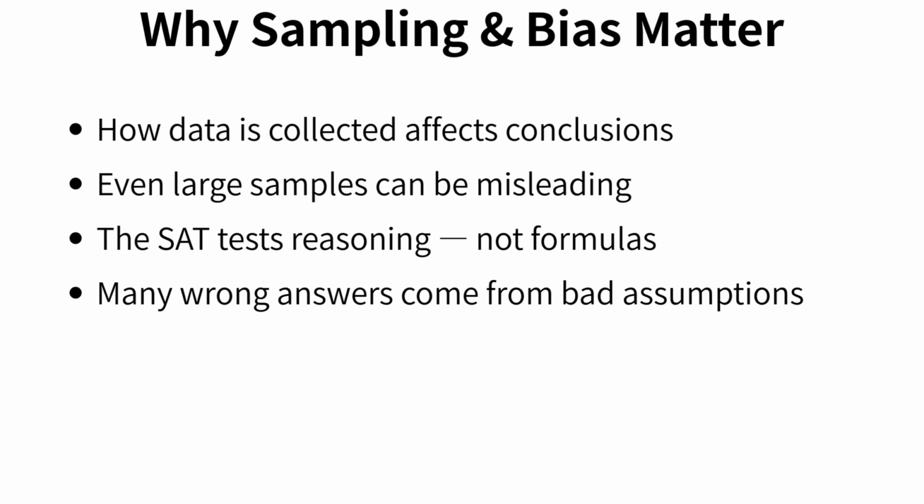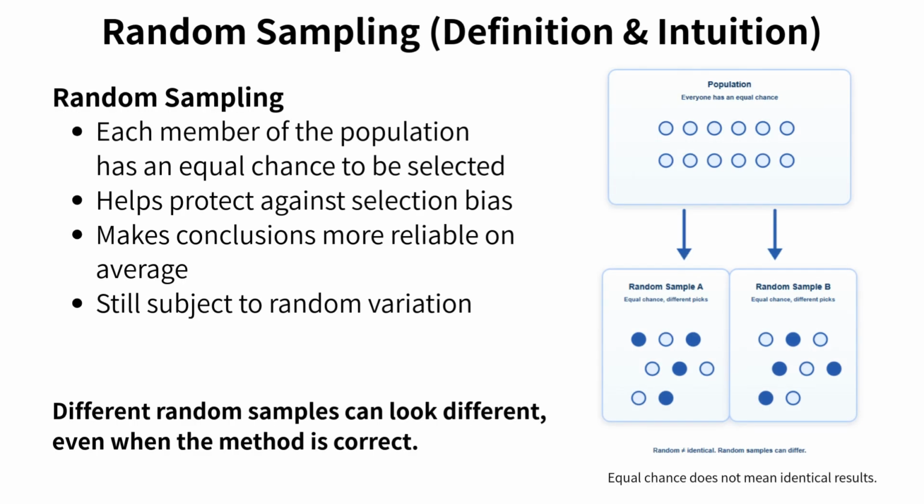In this lesson, you'll learn how to identify random sampling, recognize convenience sampling traps, check whether proportions match the population, and avoid conclusions that go beyond what the data actually supports. The goal is simple: make better inferences, faster. Let's start with the most important idea in sampling: random sampling.